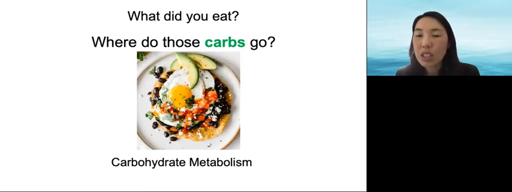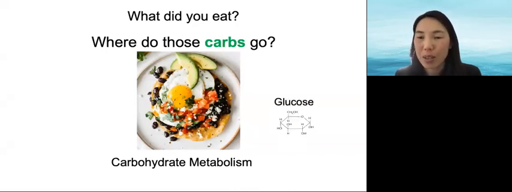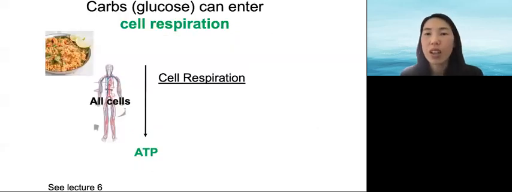First of all, these carbs you eat are broken down into the single sugar unit glucose by your digestive system. Now, what do we do with glucose? Carbs, specifically glucose, can enter cell respiration. As we stated before, carbs are a fast, easy to use source of energy.